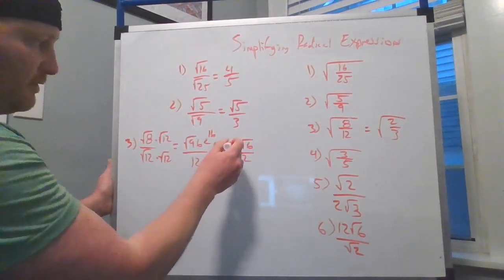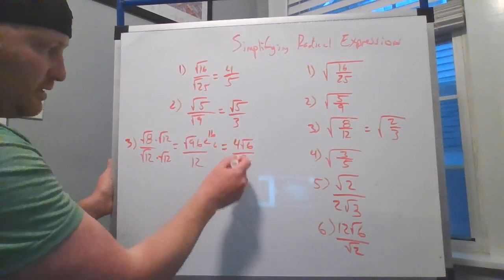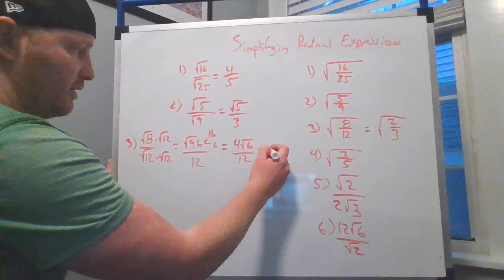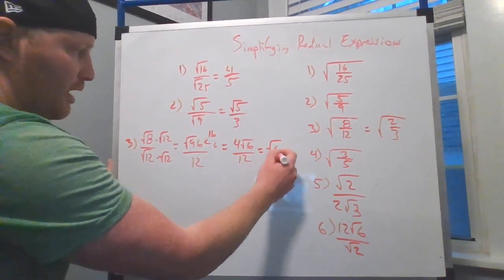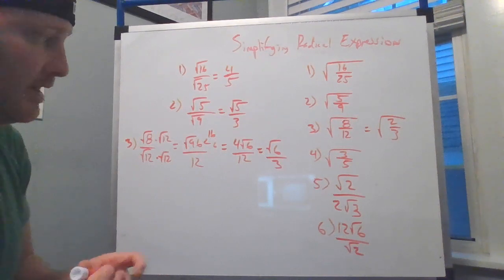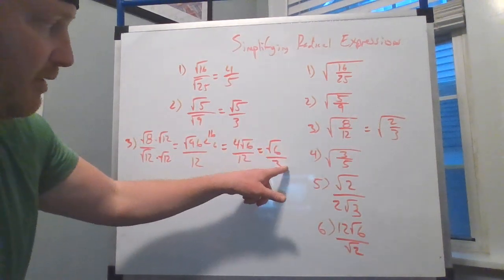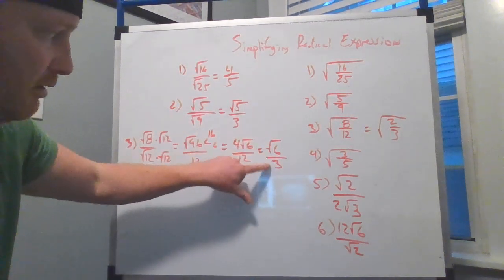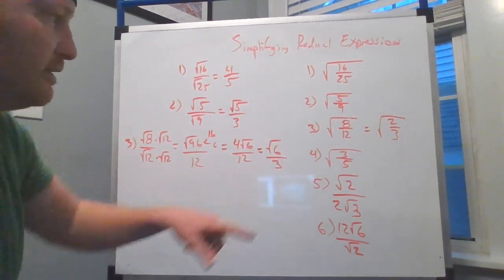But I'm not done because 4 over 12 does reduce. I can reduce these because these are both on the outside of the radical. So your final answer is essentially 1 radical 6, or just radical 6 over 3. Now a common mistake kids make is that they're going to do 6 divided by 3 and just say, oh, the answer is radical 2. Not the case. These are not like terms because this guy's under the radical, this guy isn't.